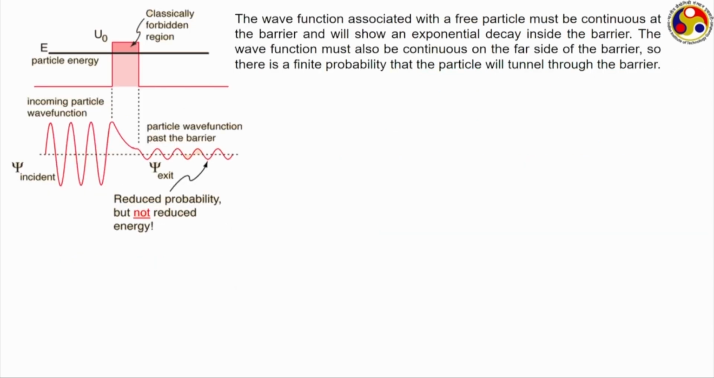Without going into the detail of kinetic theory and quantum mechanics, we can just say that the wave function associated with a free particle must be continuous at the barrier, and that will show an exponential decay once it passes through the barrier. The wave function must also be continuous on the far side of the barrier. So, as the particle is passing through, it has a high wave function, this is the amplitude of that. On the other side of the barrier it is also continuous, but there will be an exponential decay in between.